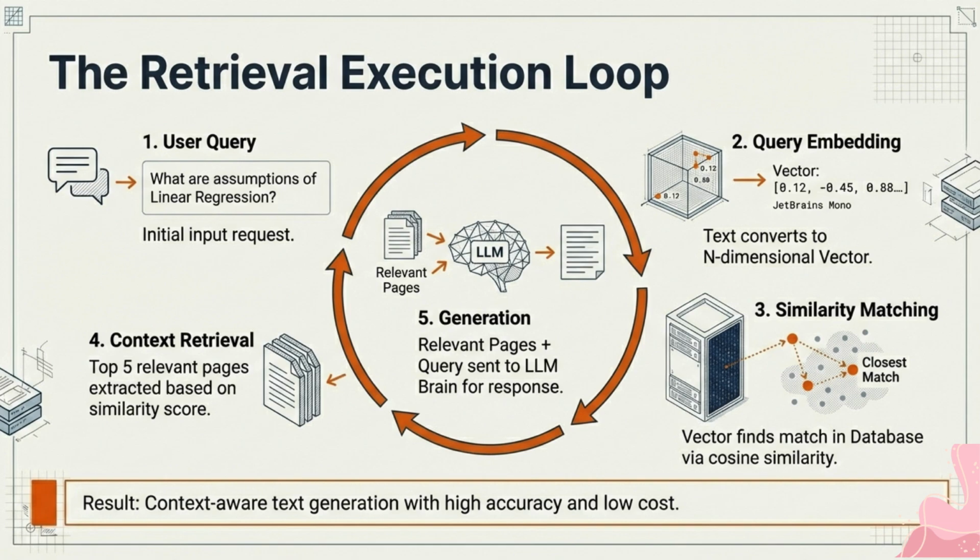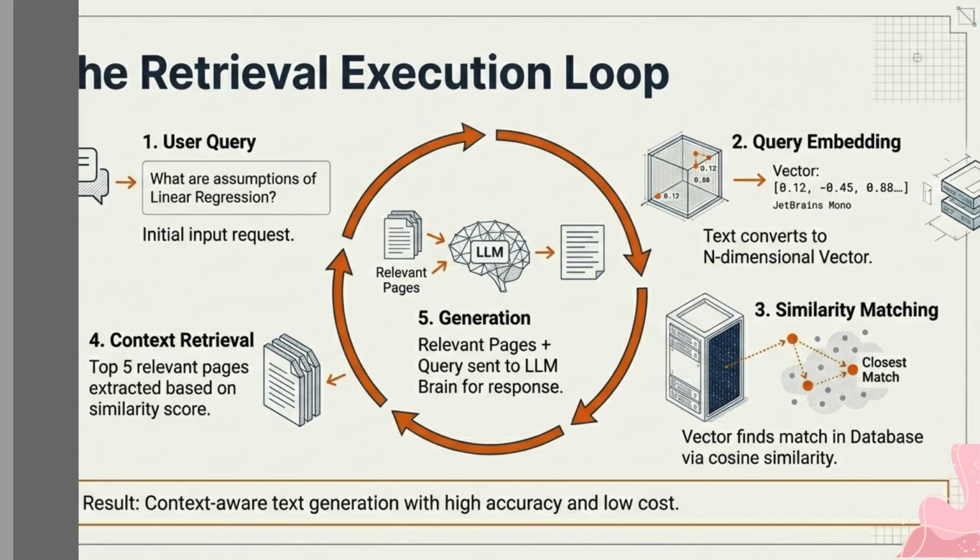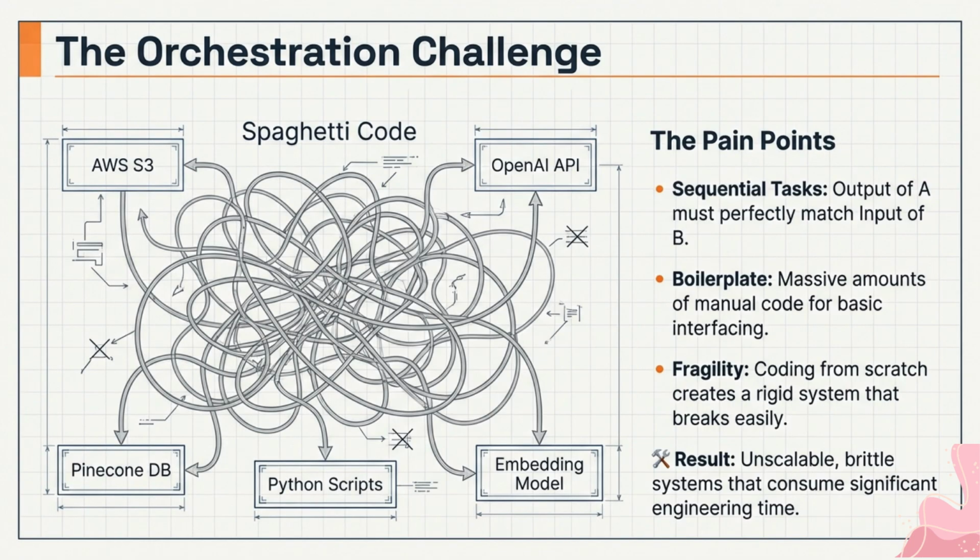The LLM generates a response. Result: context-aware responses with high accuracy and low cost. You're only processing what matters, not wasting tokens, not overwhelming the model, just giving it exactly what it needs. Okay, so how do you actually build this?